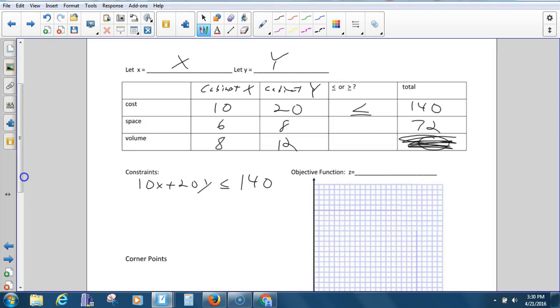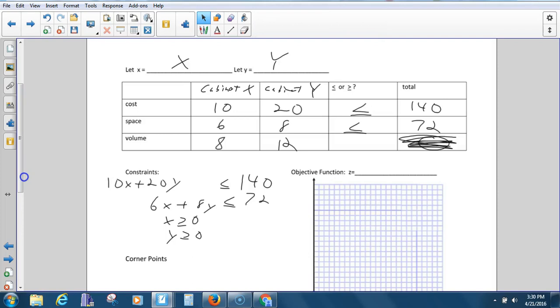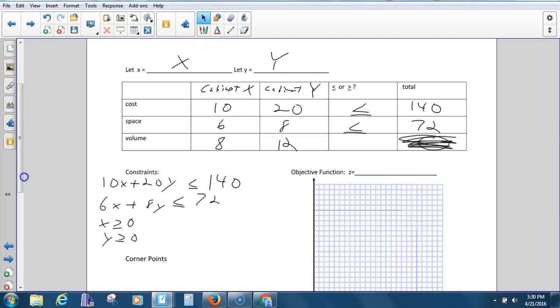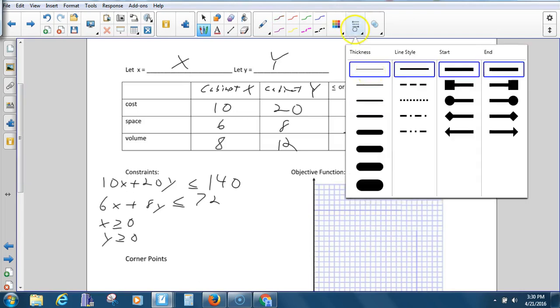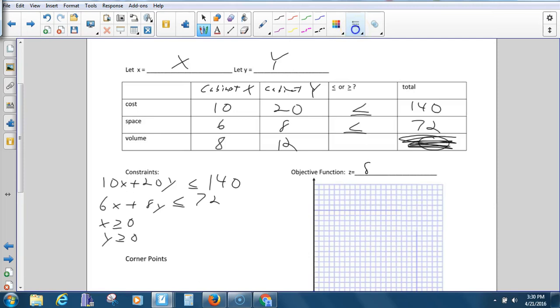And then we have 6x plus 8y, again less than or equal to, that's the maximum amount of space we can do. And of course, we always have our classic x greater than or equal to 0, y greater than or equal to 0. And then our z is going to be 8x plus 12y, because that's the volume per cabinet.